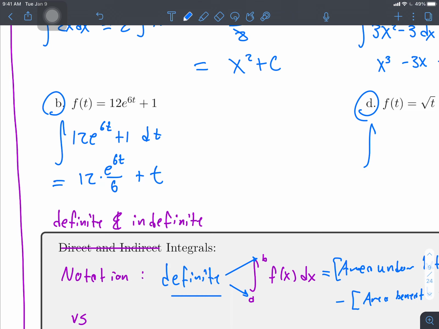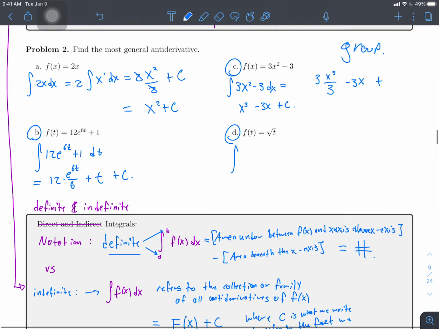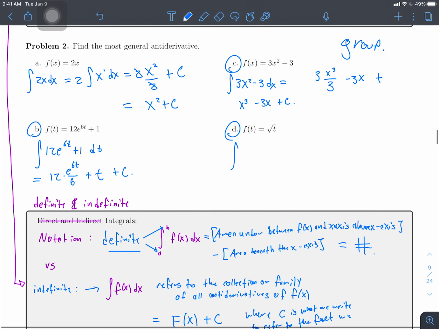Now plus what? Plus t, just one t, right? And then plus c. And I'm done. If you want to simplify this, it could be 2e to the 6t plus t plus c. How could I check my work if I did an antiderivative to see if I got it right? You could take the derivative of your answer and see if you get back what you started with, right?